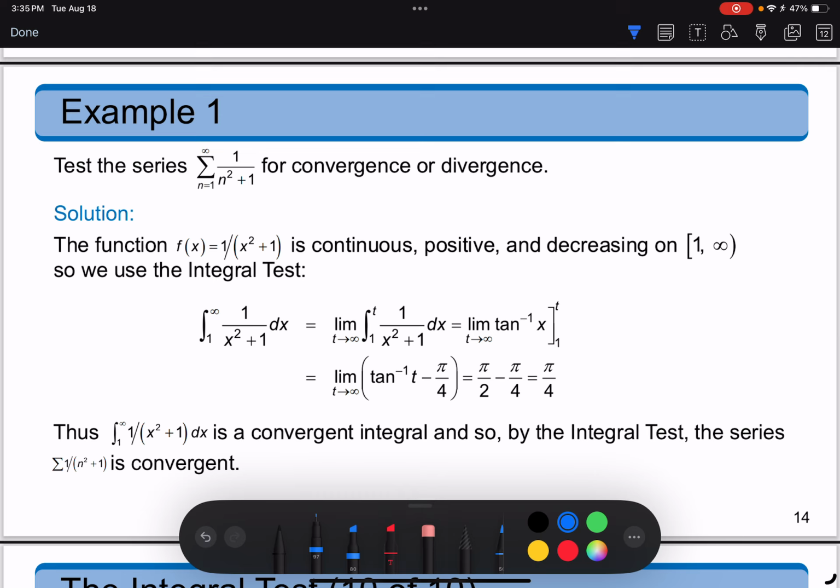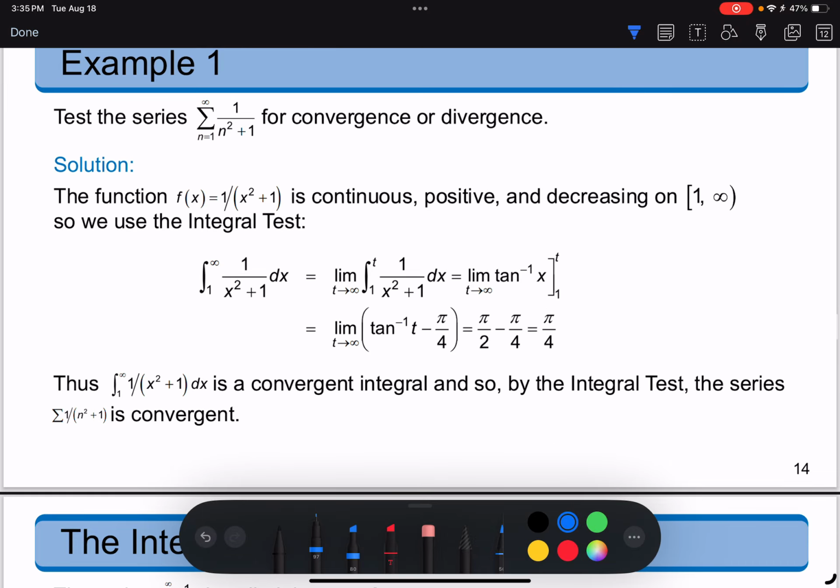So let's have an example. Let us test the series summation of 1 over n squared plus 1 for n equals 1 to infinity for convergence or divergence. The function f of x equals 1 over x squared plus 1 is continuous, positive, and decreasing on 1 to infinity. So we use the integral test.